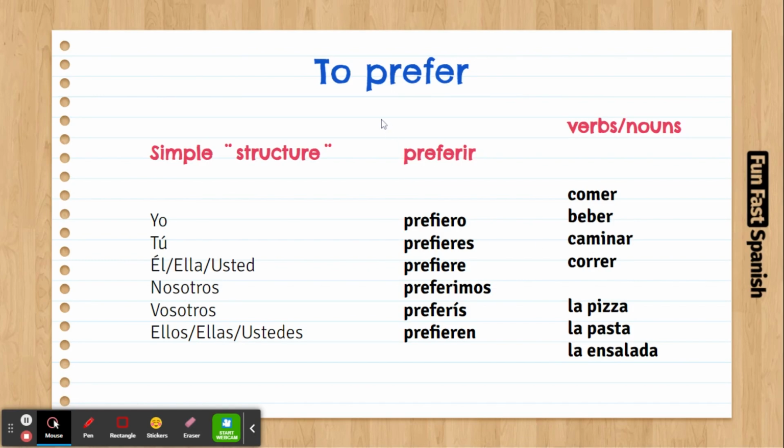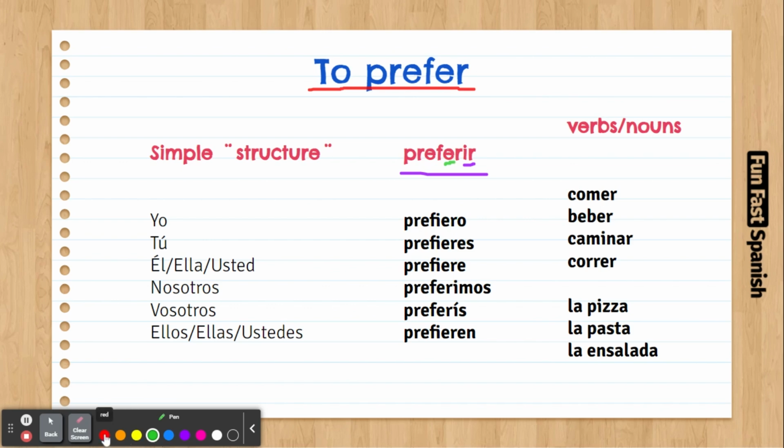Today's video is going to be about the verb to prefer. To prefer we use when you have a bunch of options and you go for one. Preferir is our verb in Spanish. It's an IR verb. It's irregular, I will show you why, and it's very handy. So let's have a look how to conjugate it.